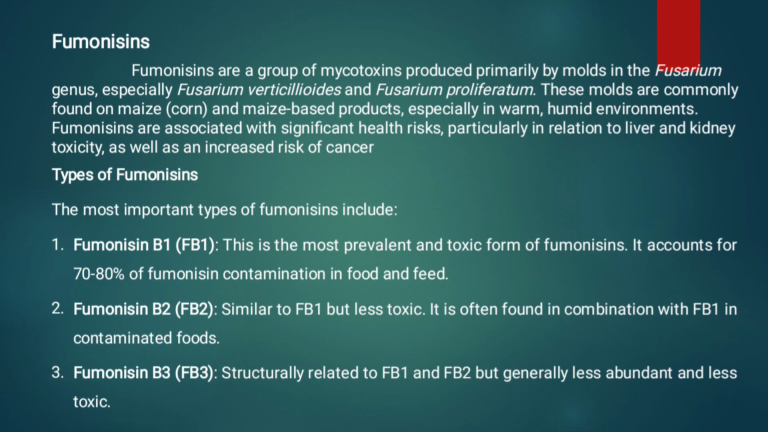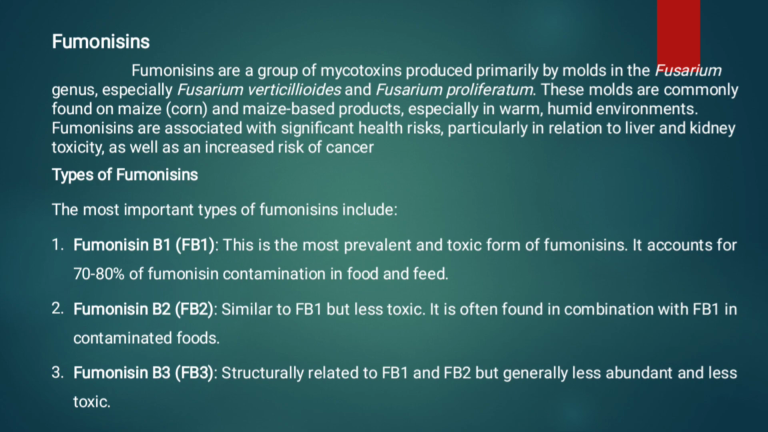And the last mycotoxins is fumonisins. Fumonisins are a group of mycotoxins produced primarily by molds in the Fusarium genus, especially Fusarium verticillioides and Fusarium proliferatum. These molds are commonly found on maize and maize-based products, especially in warm, humid environments. Fumonisins are associated with significant health risks, particularly liver and kidney toxicity, as well as an increased risk of cancer. There are different types of fumonisins.